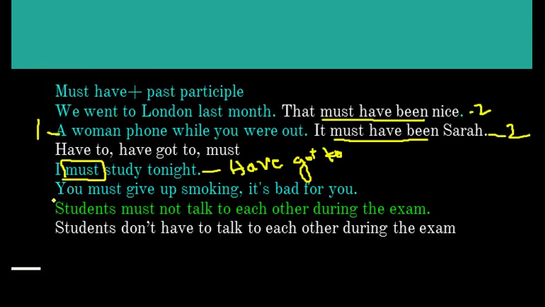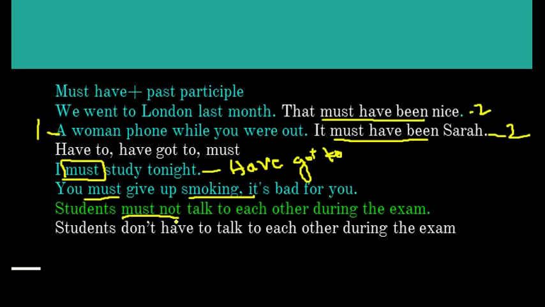Next example, you must give up smoking. It's bad for you. In this sentence, we used must to emphasize the necessity of something, that is giving up smoking. Next example, students must not talk to each other during the exam. Must not expresses prohibition. It means do not do that.